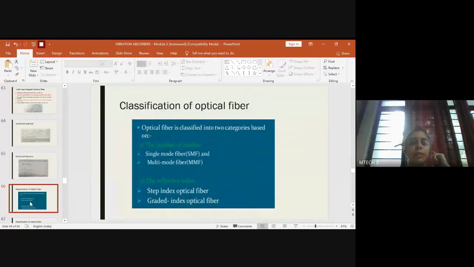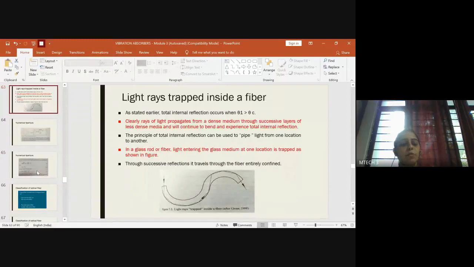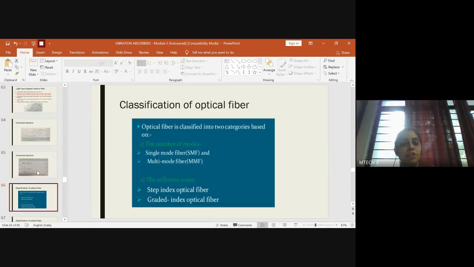So this is about the numerical aperture, what you have to understand. After this, the major part we have now dealt with: what is optical fiber, what is its physical phenomena, how does it operate, how you evaluate the quantity of the numerical aperture. Based on that, you can send the light rays. So after knowing all the prerequisite data related to the optical fiber, now you will be in a position to identify what will be the classification of the optical fibers.